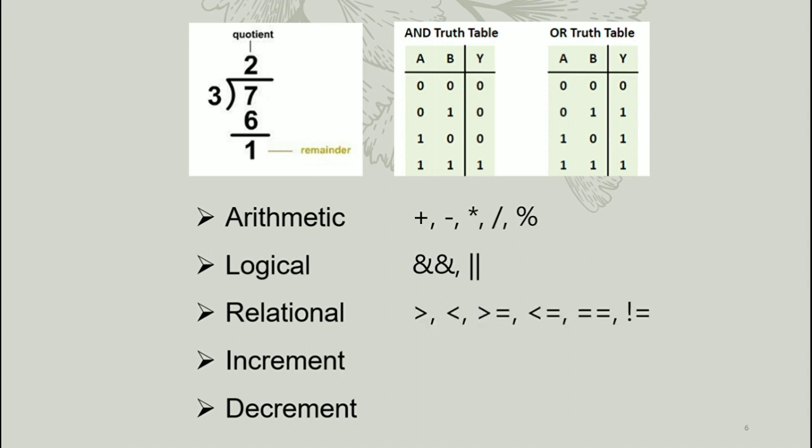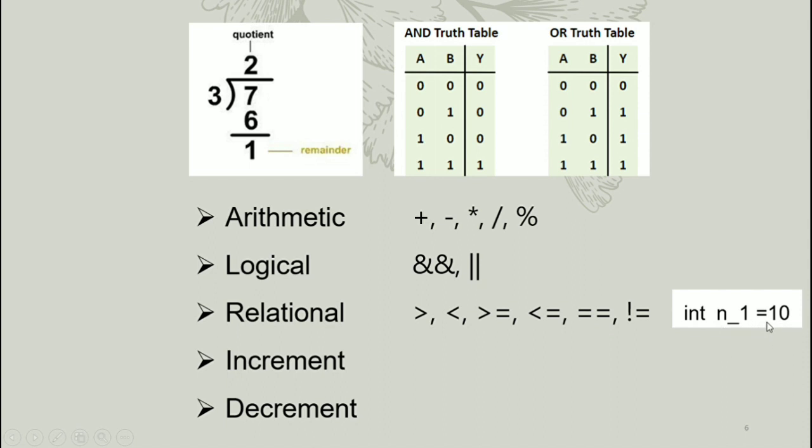Next operator is relational, and you know relational consists of greater than, less than, greater than or equal to, less than or equal to, equal to, not equal to. Now to differentiate between this double equal to and single equal to, I will give you the example. In this case, the single equal to is used to assign the value to the variable. But in the case of double equal to, it checks whether the value of the left hand side is equal to the right hand side or not.